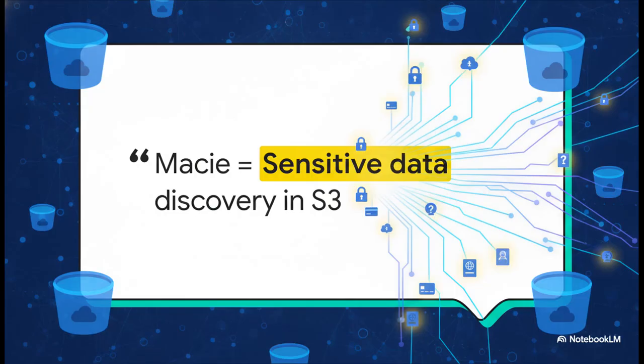And here is genuinely one of my absolute favorite services, Amazon Macie. Macie is brilliant. It uses machine learning to literally comb through your S3 buckets and find sensitive data. Stuff like accidentally uploaded credit card numbers, passport numbers, PII. If you see the phrase sensitive data discovery in S3 on the exam, boom, the answer is Macie.